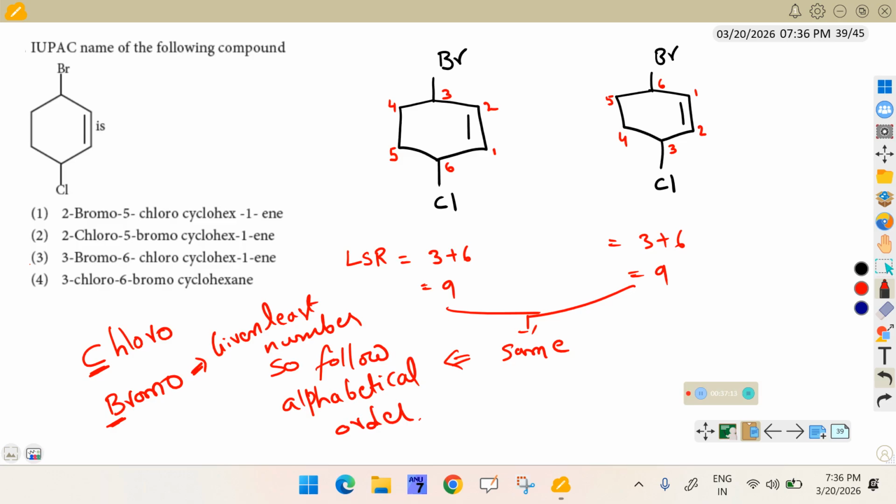IUPAC name of the following compound. Two branches are present, so follow the lowest sum rule. Give the numbering in the clockwise direction as well as the anti-clockwise direction. Here alkene is present, that's the reason to start with alkene. The lowest sum rule value remains the same, so follow alphabetical order. Give the least number to bromo, because according to alphabetical order, B is first. 3-bromo, 6-chloro, cyclohexanone. First one is correct. Second one is wrong.